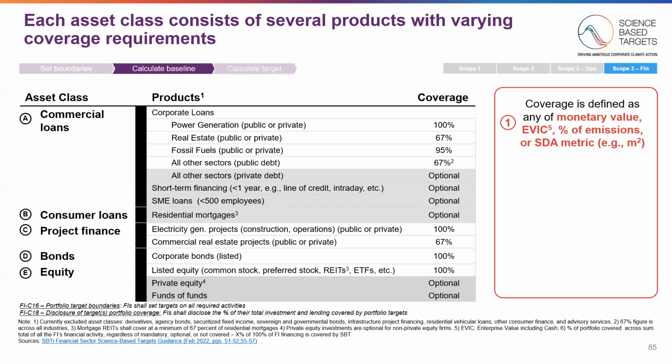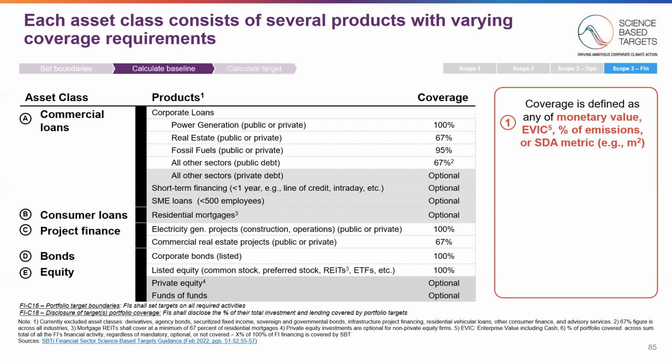Moving on to bonds, 100% of bonds must be covered from listed companies. Lastly, for equity, listed equity such as common stock, preferred stock, and others are covered at 100%. Any private equity investments made by a non-private equity fund are currently optional. We'll note that private equity funds have a separate guidance that can be accessed on SBTI's website.